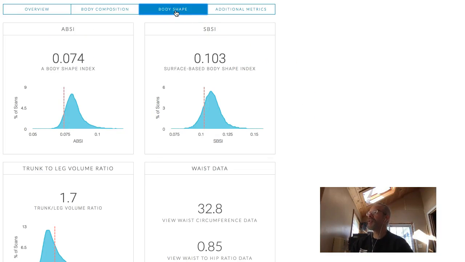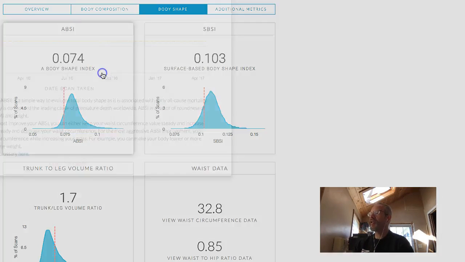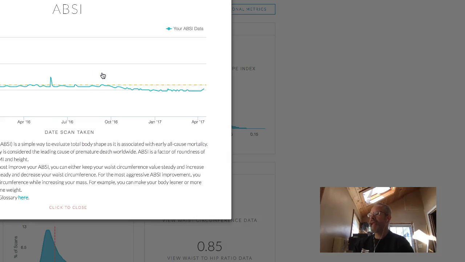If I click on the body shape, here's where all those different metrics that we don't really know what they mean are. And basically, these are health markers that have been calculated, and you can just click on each one of these. The ABSI, a body shape index, is a simple way to evaluate total body shape as it's associated with early all-cause mortality. So this is real deal, right? This is not just a matter of, do I look pretty, but am I healthy?